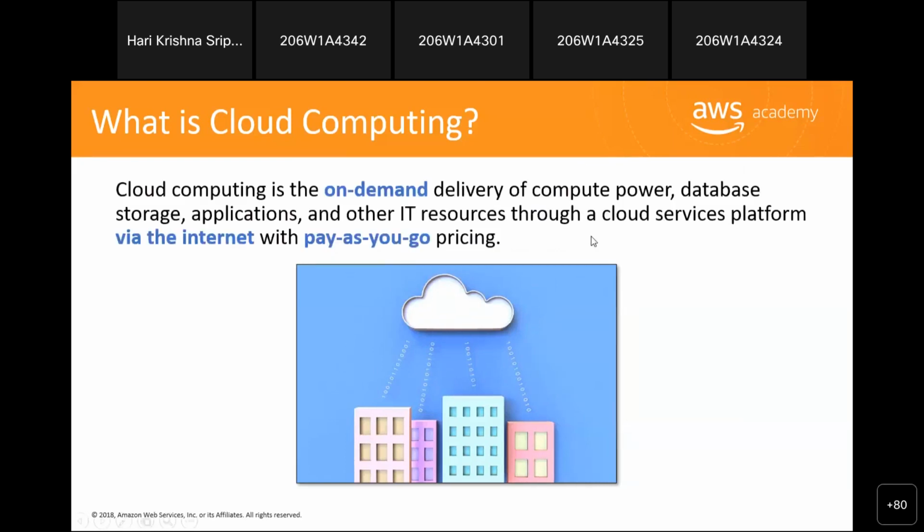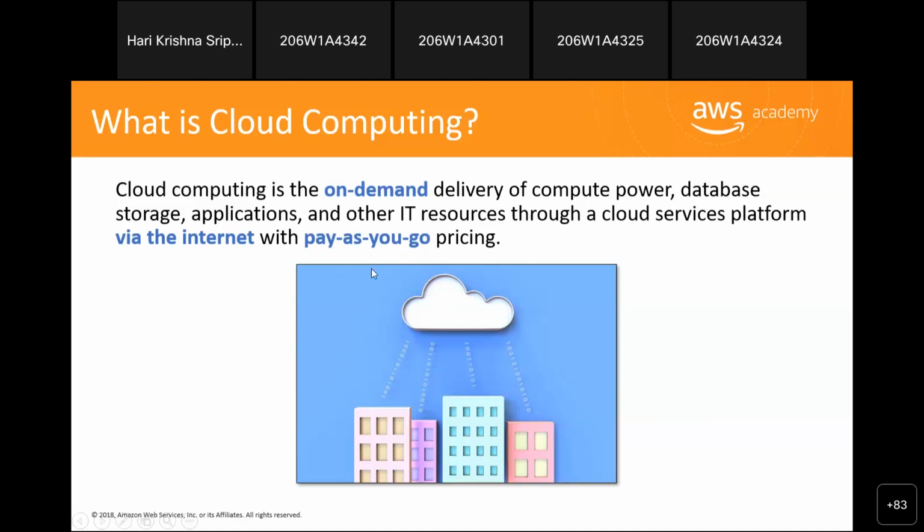So as you can see, cloud computing is on-demand delivery of computer power, databases, storage, applications, and other IT resources through a cloud service platform via the internet with pay as you go service. And please kindly remember this point, pay as you go service, right? All the cloud computing models will be based on this pay as you go service. Okay, so remember this point.